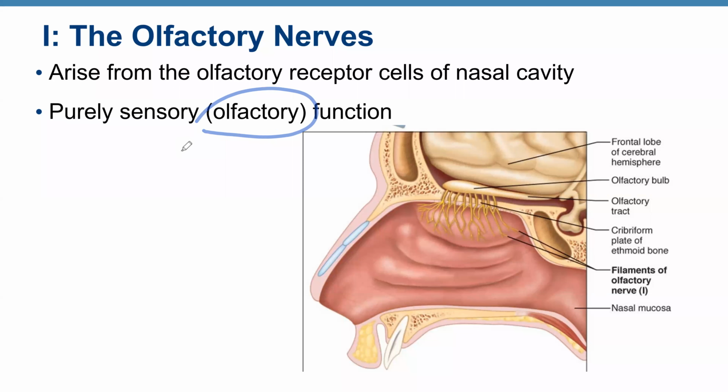So where do we find those nerves? Here's our nasal cavity. This structure is called the cribriform plate. Inside we have foramina, and through these foramina you see those nerves entering the nasal cavity. So these are the filaments of olfactory nerve number 1. They connect to the olfactory bulb and carry information of smell through the olfactory tract to the cerebral cortex.